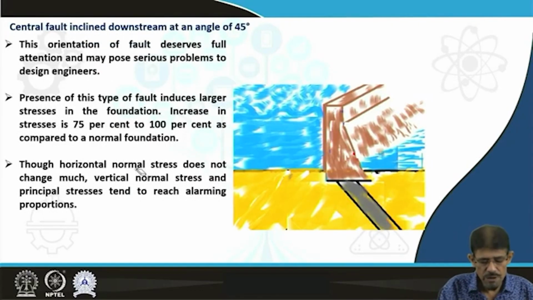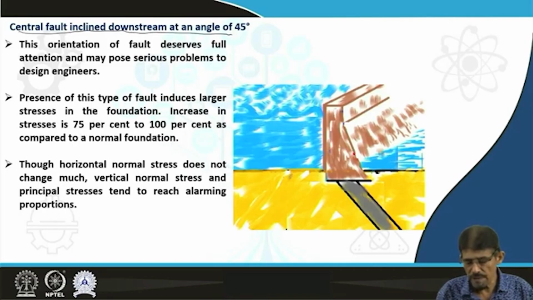Next type of situation: the central fault inclined downstream. Upstream we have discussed, vertical we have discussed, and then downstream at an angle of 45 degrees towards the downstream. Friends, you know, this is the upstream side, this is the downstream side.